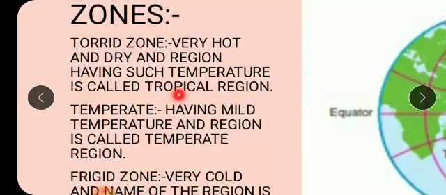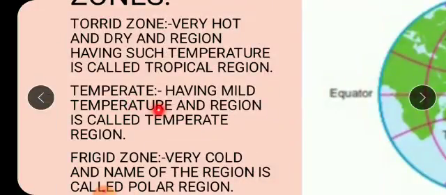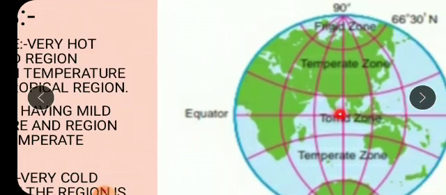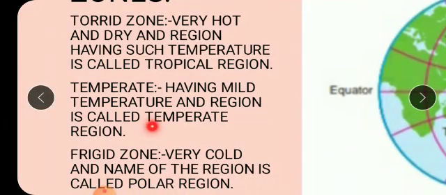And what is the name of this region? The name of this region is the tropical region. As you go higher up, you will get the temperate zone. See, temperate, having mild temperature, isn't it? So the equator has maximum temperature, highest, very hot, it is the torrid zone. This is the medium temperature, that's why the temperate zone. And what is the name of the region? The name of the region is called the temperate region.